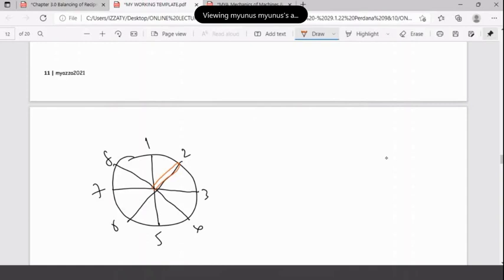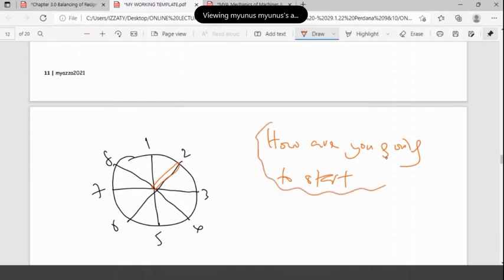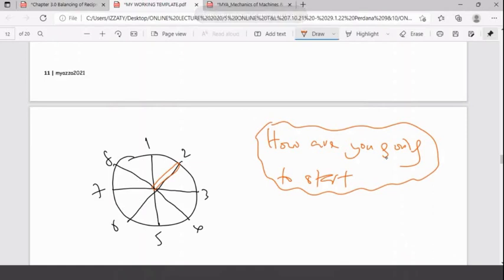How are you going to start? Solving is one method, starting is another method. How are you going to start? Anyone, if you don't answer this one, I will leave it like that. So set to reference. Okay, set to reference is not correct. I think I already discussed this in my first lecture.